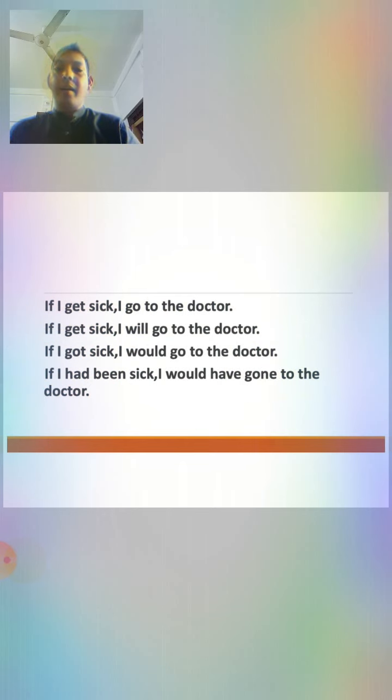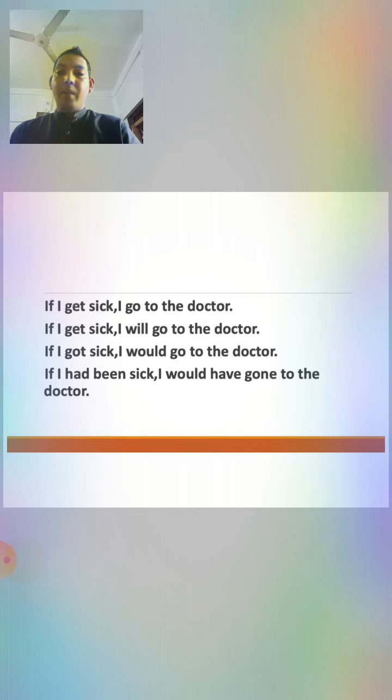So here are the examples of the conditionals. If you look at all the sentences, there are four types of conditional sentence: first the zero conditional, then the first conditional, second conditional, and third conditional. So look carefully at all the sentences, and you can realize the whole thing: what's the difference between the sentence structures.